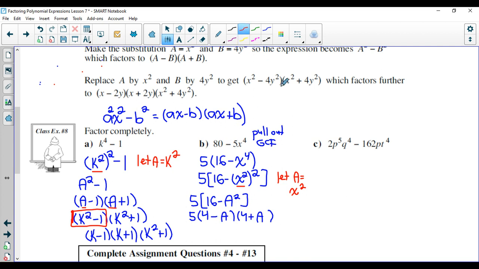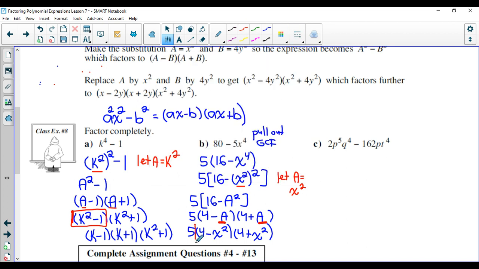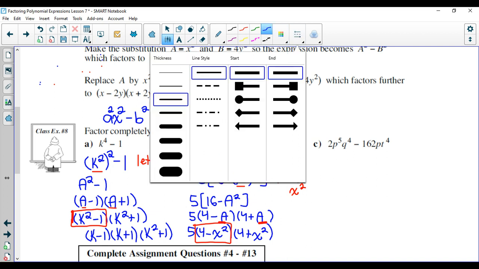But now we have to go back and replace a with x squared. So if I do that, I would then have 5. And then I have 4 minus x squared. And I'd have 4 plus x squared. But again, we're not quite done because one of these factors that I see is also a difference of squares. So this one, which is 4 subtract x squared, that's also a difference of squares.